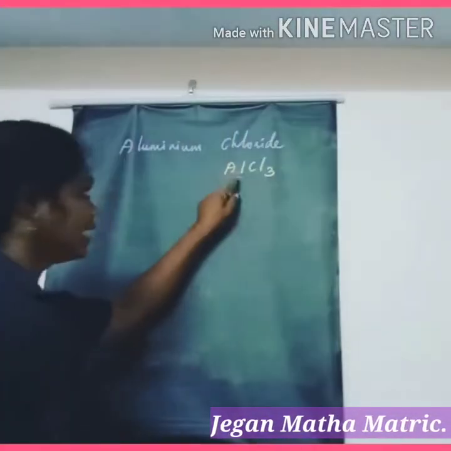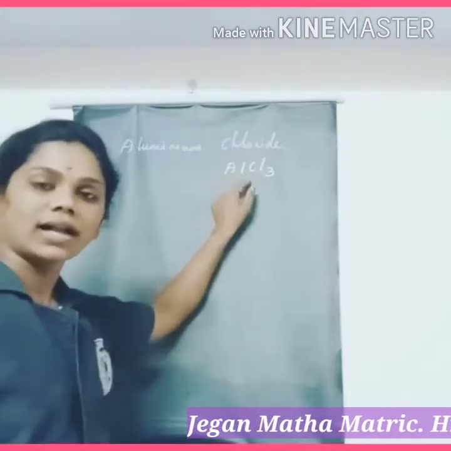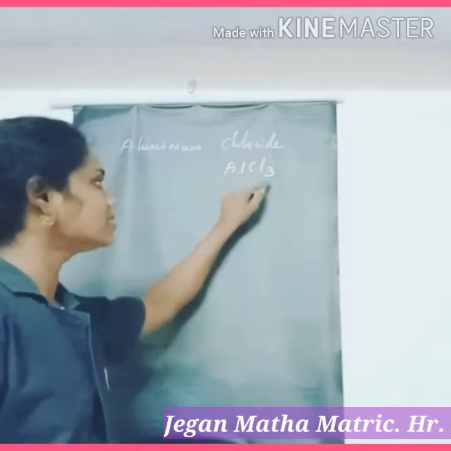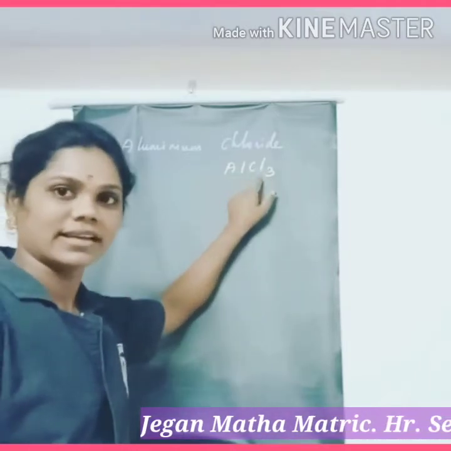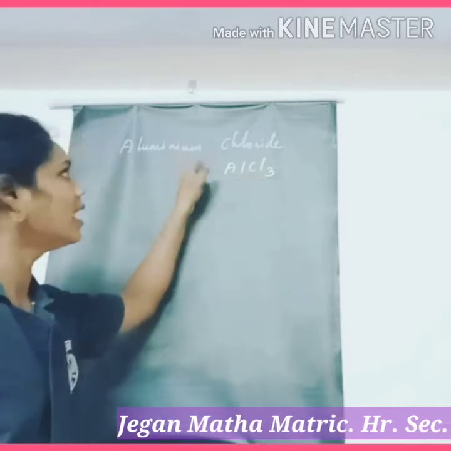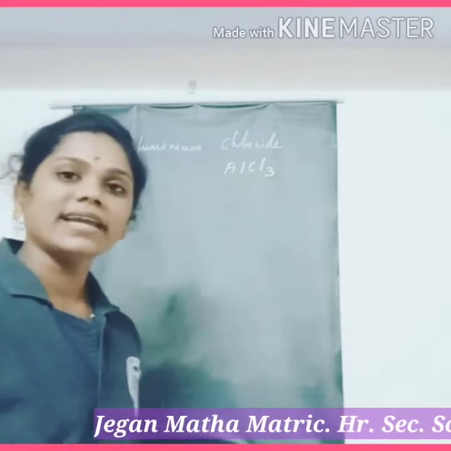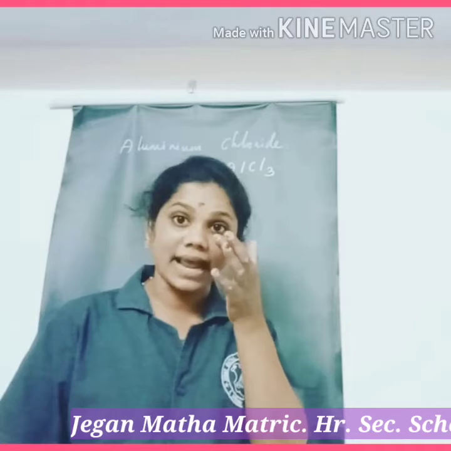Okay, so AlCl3 is also called aluminium trichloride because three chlorine atoms are present here. So, aluminium trichloride or aluminium chloride. Let us see the preparation of aluminium trichloride.